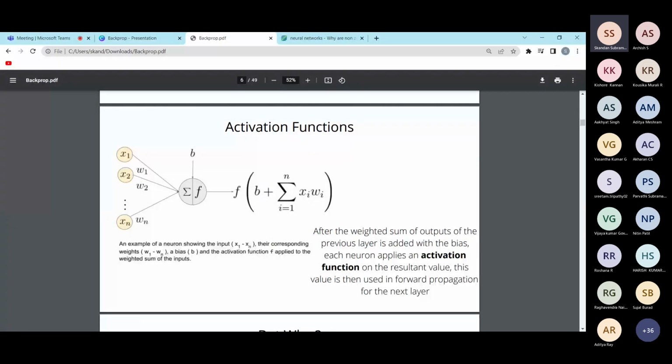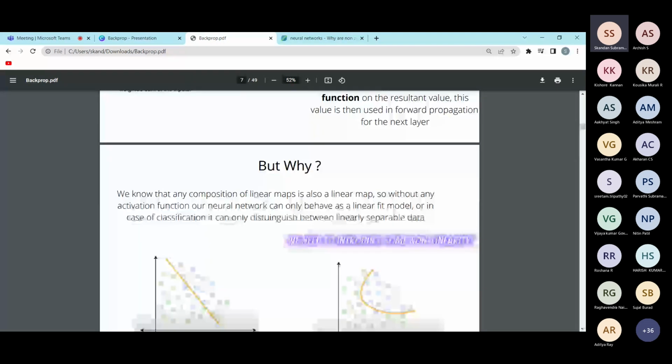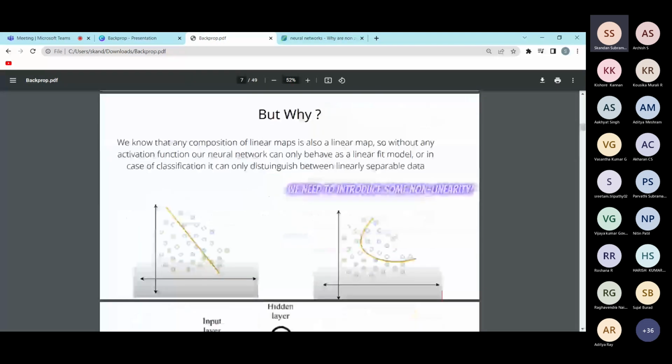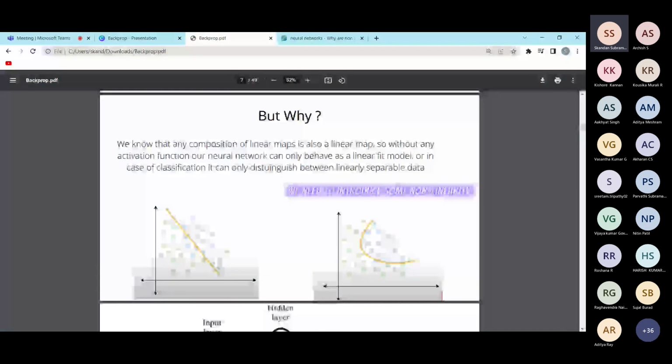So it's first the weighted sum followed by adding a bias. Then you make the activation function act on that resultant number. Then this is used for further propagation along the network. If you look into the reason behind this, the activation function is not an arbitrary decision to include. So let's consider what happens if we don't include any activation function.